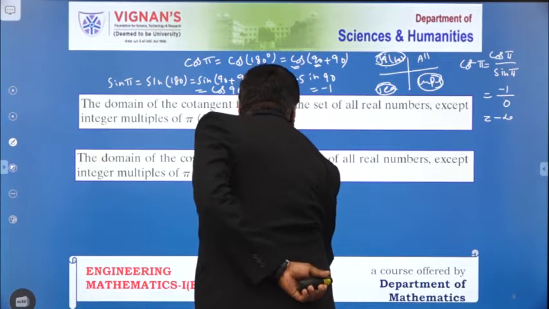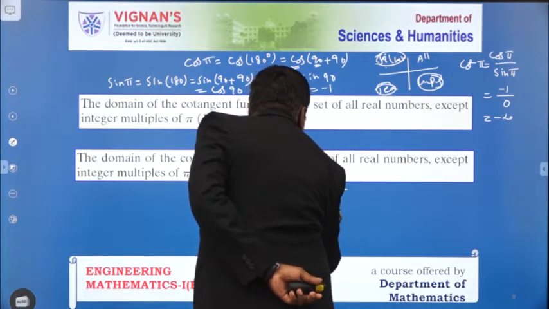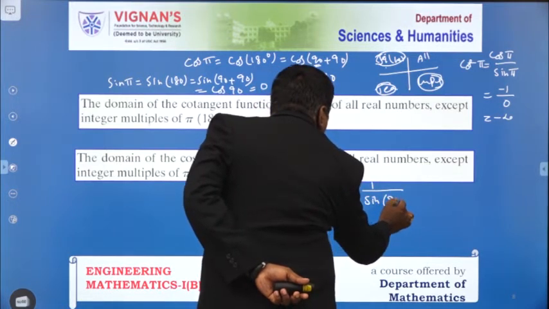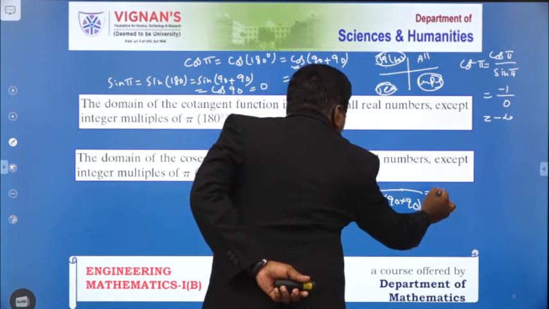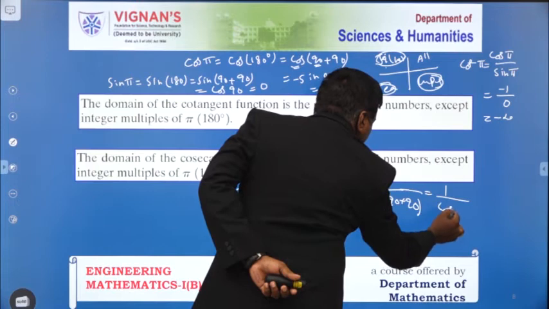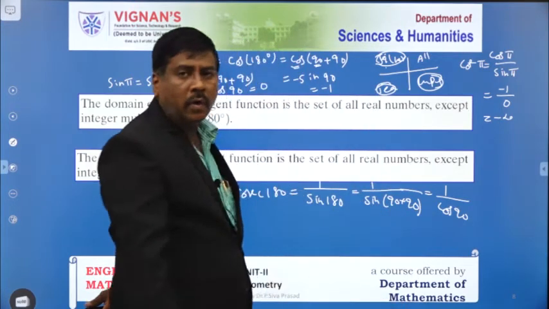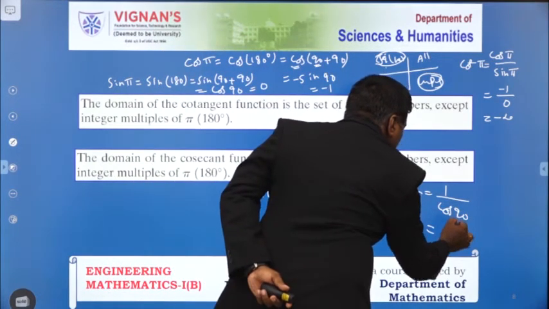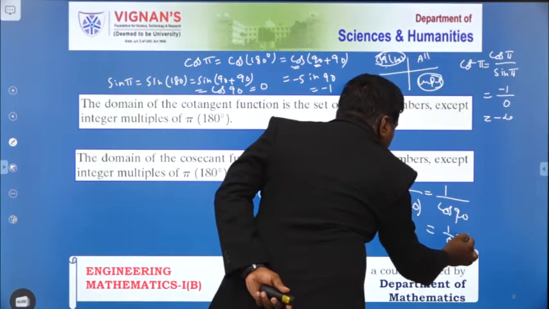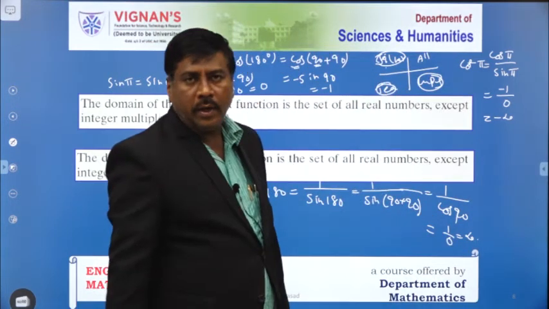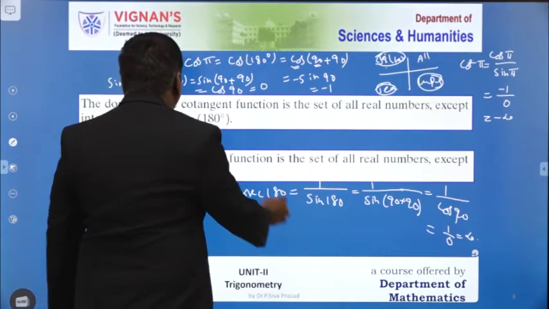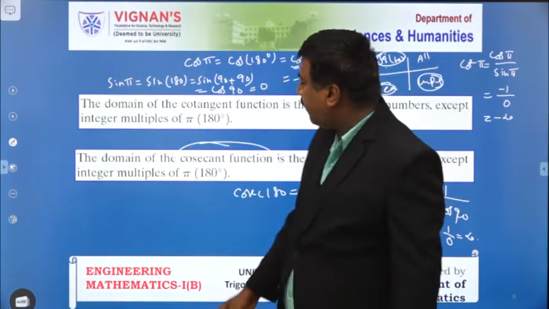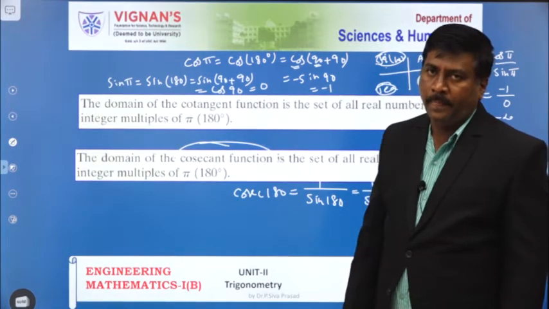In that similar way, this is also applicable to cosecant 180 degrees, that is equal to 1 by sine 180 degrees. So this is equal to 1 by sine of 90 plus 90, that is equal to 1 by sine will be changed to cos 90. Sine 90 plus theta is the second quadrant, sine is positive. Then this is 1 by cos 90, that is equal to 1 by 0, that is equal to infinity. That means here the domain of the cosecant function is the set of all the real numbers except the integer multiples of pi.